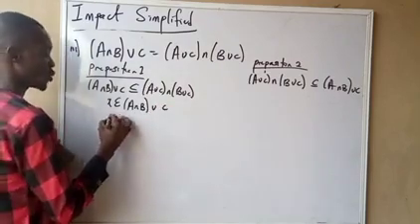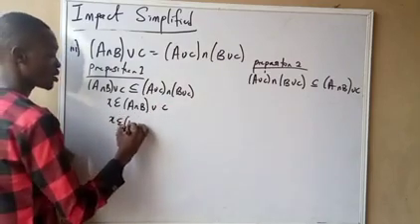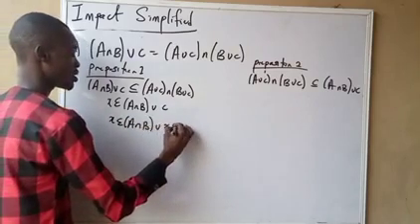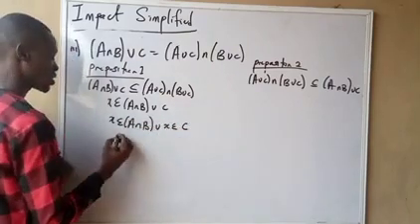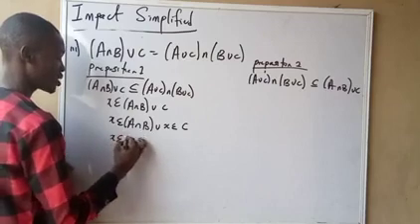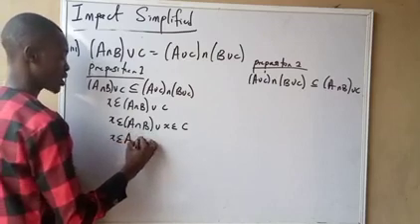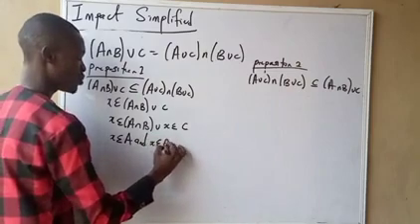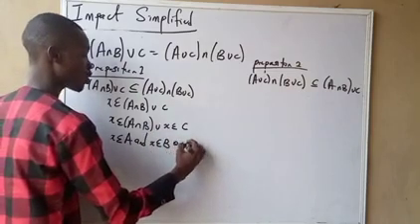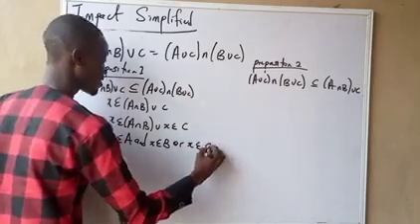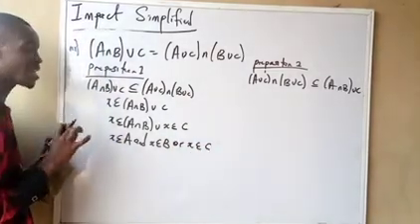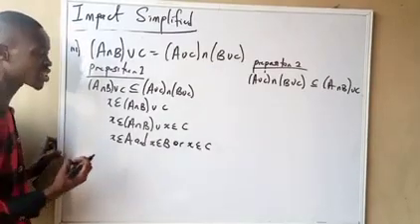Then we expand. What do we have? X is an element of A intersection B union X is an element of C. Then we still expand. That will give us X is an element of A. What is intersection? It means and. X is an element of B. What is union? It means or. X is an element of C. Wow! When we now get to this stage, we are now going to apply a little of English language.